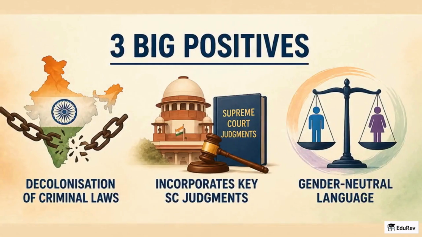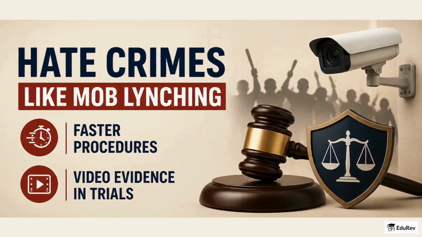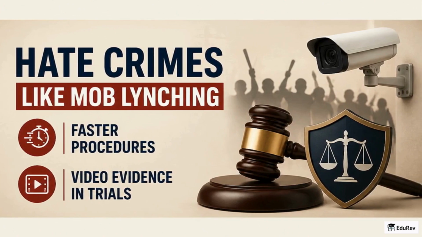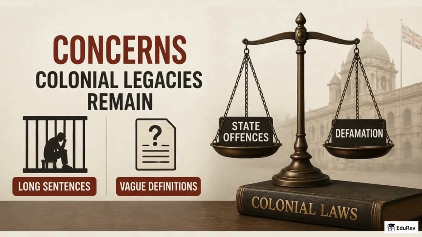Now the positives. The Sanhitas attempt decolonization, incorporate key Supreme Court judgments, and push gender-neutral language into criminal law. They also explicitly recognize hate crimes like mob lynching, which allows faster procedures and video evidence in trials. Community service as a concept is progressive in aim since alternative sentencing can reduce overcrowding and support rehabilitation. But there are clear concerns.